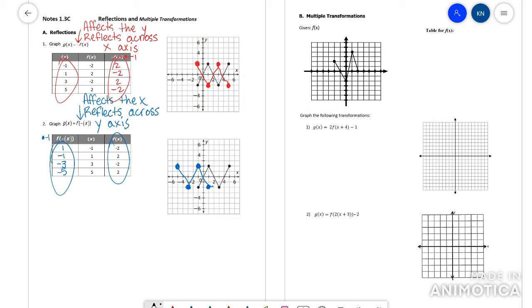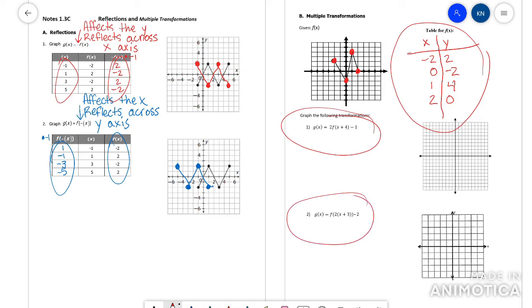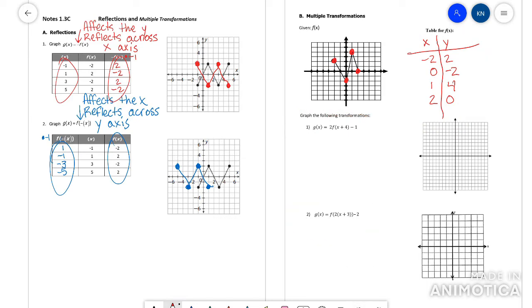So I'm just going to pick some points, like this point here. Let me do it in a different color. Like this point here, this point here, this point here, and this point here. So in my table, it's going to look like this. Just list out your xy coordinates that you just chose. So it looks like I have -2, 2. I have 0, -2. I have 1, 4. And I have 2, 0. So I'll show you what to do, but this is the table that I'm going to be using when I do these transformations.